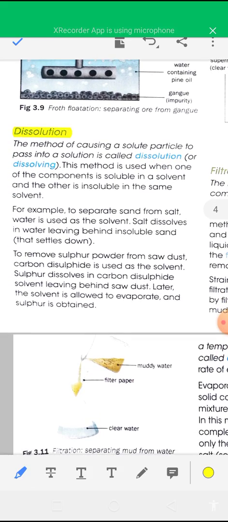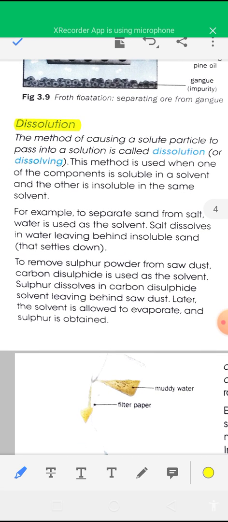What is dissolution? The method of causing a solute particle to pass into a solution is called dissolution or dissolving. It is also called dissolving or dissolution. And this method is used when one component is soluble in a particular solvent and the other component is insoluble in that solvent.